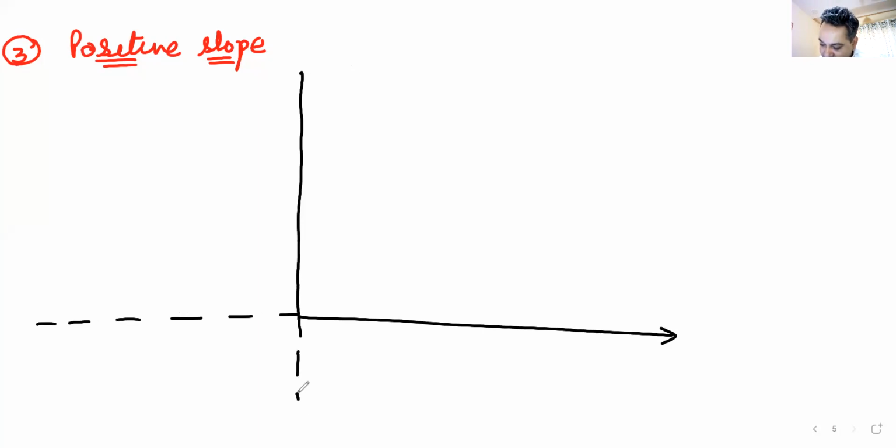Let me just make the negative axis. This is my x, this is my y, this is my minus x, if I may call it, this is my minus y. What is a positive slope line?